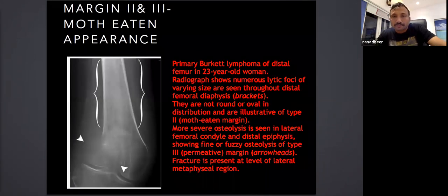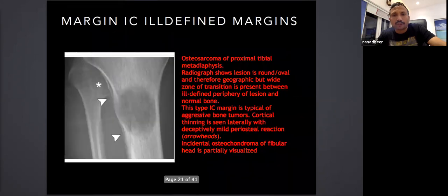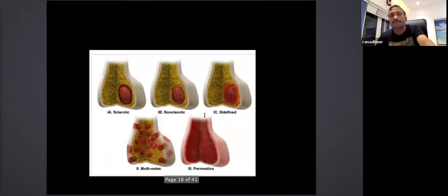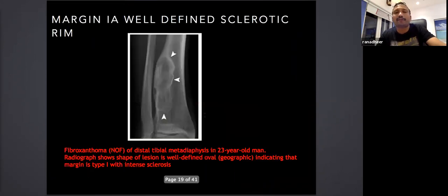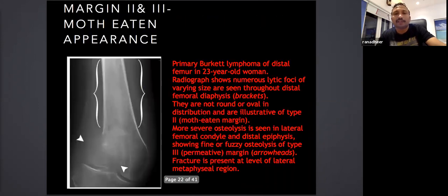Then when this is moth eaten, this is type 2 and type 3, the moth-eaten and permeative types of margins, then it is nothing but a malignant etiology. Something is eating here and there, more severe osteolysis, everything is being eaten up. Like a moth-eaten appearance, it is seen in malignant bone lesions.